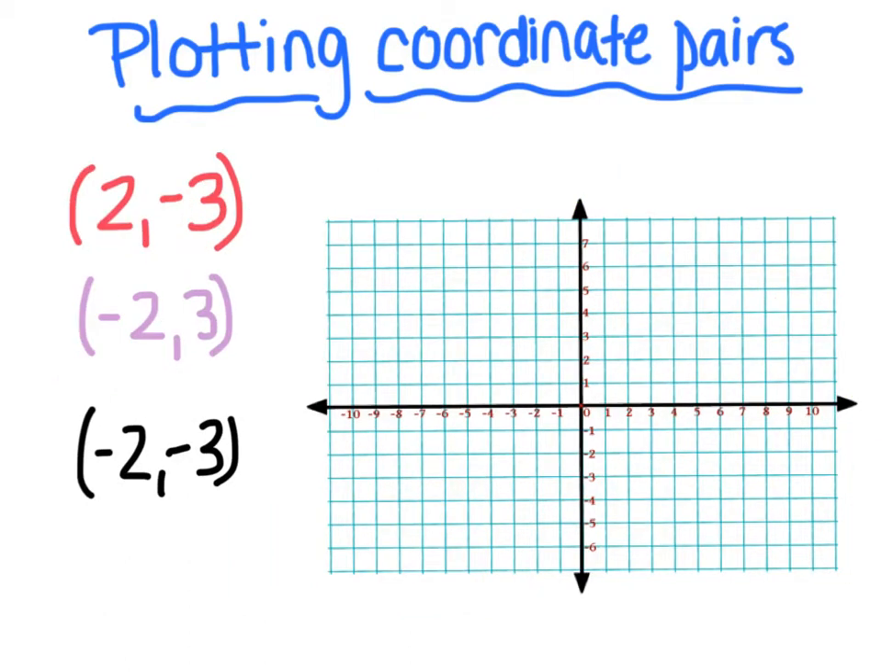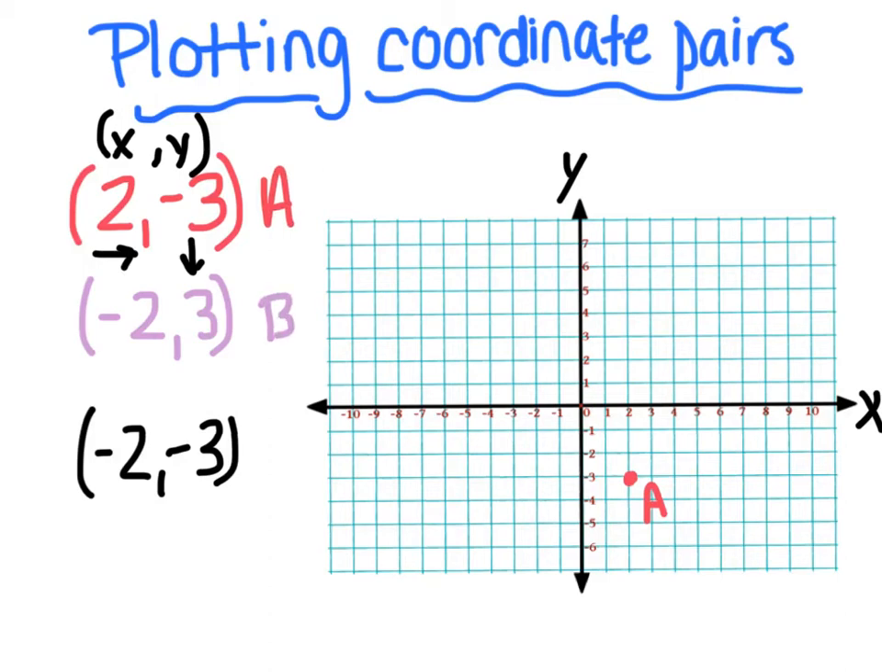Now let's take a look at some coordinate pairs that have negatives. Our first one is 2, negative 3. Again, this is my x and my y. The 2 tells me that I need to move 2 to the right on the x-axis because it's positive. But then I need to move 3 down because I'm working with a negative number. So I start at the origin and I count to the right 2 and then down 3. And I'm going to plot right here at 2, negative 3. Just to keep this straight, we'll call that point A.